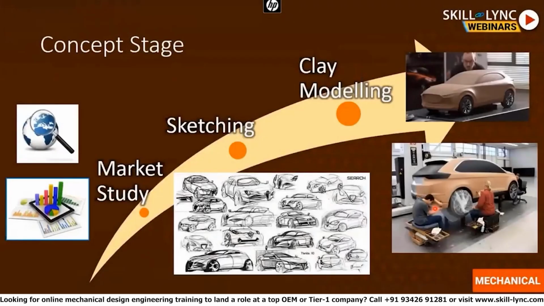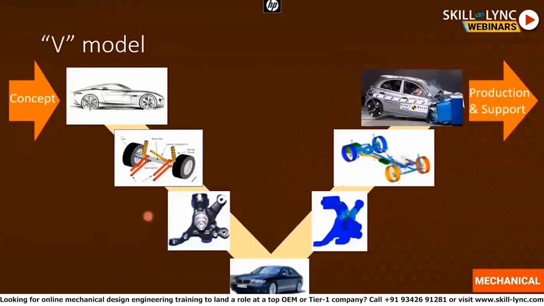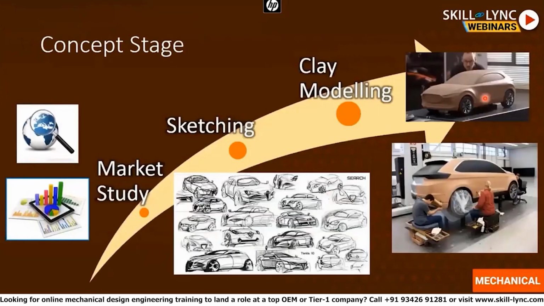Now coming into the different steps of the automobile development, as you see, we have the concept, we have the design and development, that is the V model, and finally the production stage. So we will see these three stages individually from the coming slides. First, about the concept stage.